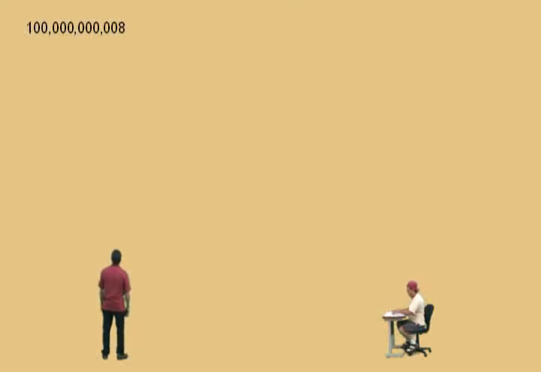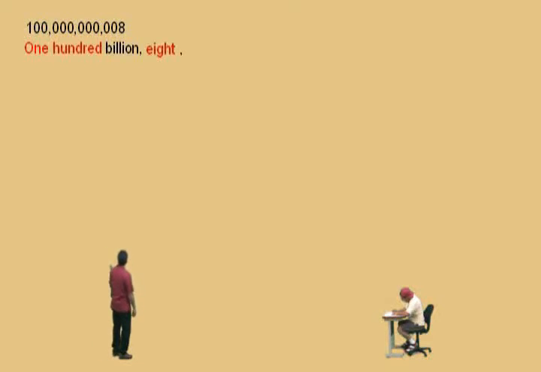Okay. Let's try another one here. This is a tough one here. What are you going to say here, Charlie? Okay, let me help you out here. This is 100 billion. Now notice here, there are no millions. And there are no thousands. All we have to do now is write a what, Charlie? 8. So this number is 100 billion 8. There we go.